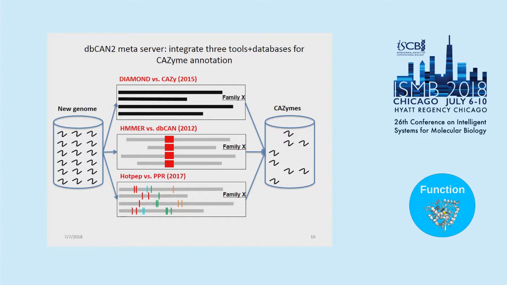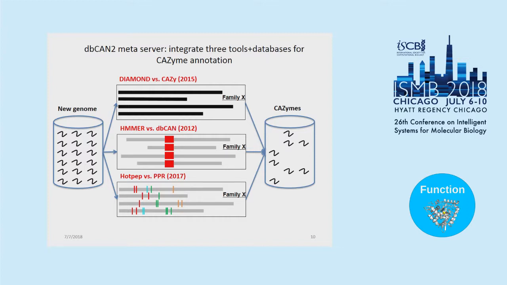Since the dbCAN paper was published, two other methods have come out for CAZyme annotation. The first one is DIAMOND versus CAZy. DIAMOND, I guess most of you have heard of. That's equivalent to BLASTP and BLASTX, but much faster, 20,000 times faster. So now we can actually take a fully sequenced genome and do a DIAMOND search against full-length CAZyme proteins already annotated by CAZy. The other method, published in 2017, is called HotPep, which uses short peptide motifs that are conserved in one CAZyme family.